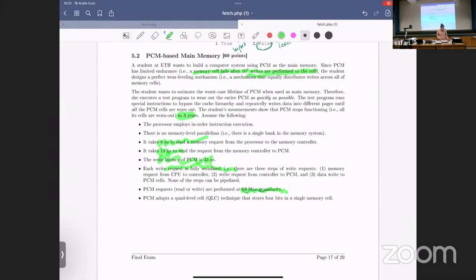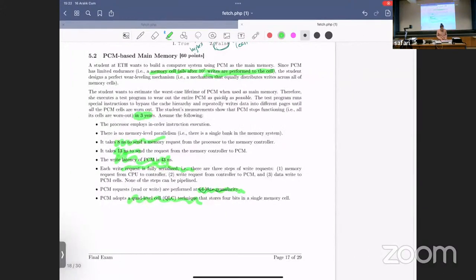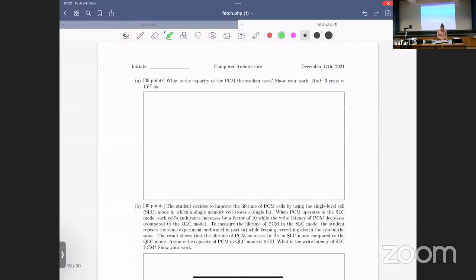And then the last thing is that it adopts a quad level technique. So once we have all these results figured out and extracted from this explanation, we can solve the problem. The question is asking us to calculate the capacity of the PCM that the student uses. And it says we can approximate 3 years by 10 to the 17 nanoseconds. So we know that we have to write 10 to the 7 writes to each cell for all cells to be worn out.